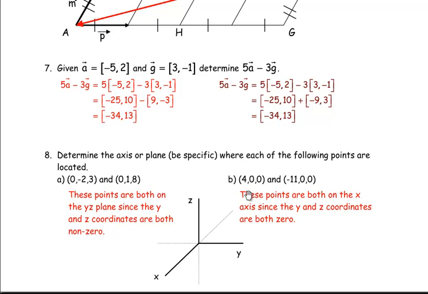For B here, we're given the points 4, 0, 0 and negative 11, 0, 0. So 4, 0, 0, I will go 4 in this direction, and then nothing right or left and nothing up or down. So I'm on the x-axis. And same with the negative 11, 0, 0, we'll go back there 11, and then nothing right or left, nothing up or down. So you're still on the x-axis. So if two of the coordinates are 0 and one's non-zero, then you're on the axis of the non-zero one, which of course would be the x-axis here.